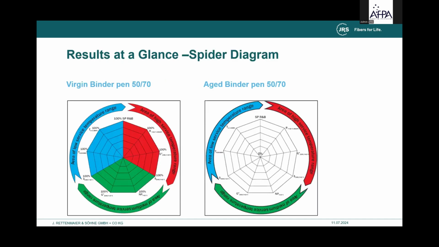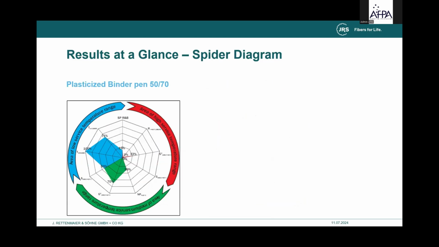The philosophy behind it is, on the left-hand side, you can see the virgin binder PEN 5070 with 100% performance over the entire temperature range. And on the right-hand side, you can see the aged binder PEN 5070, and it lost all the performance over the entire temperature range. And by adding either a softener or recycling agent or a rejuvenator, you then should see how parts of this temperature range are restored.